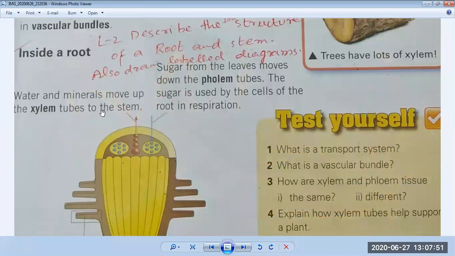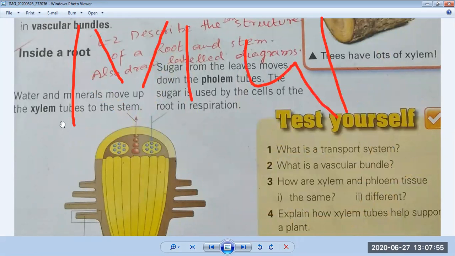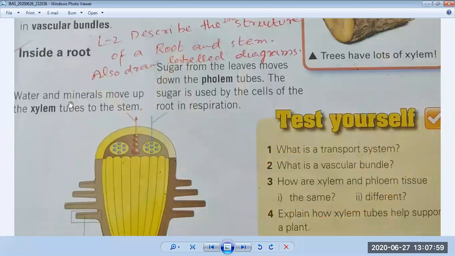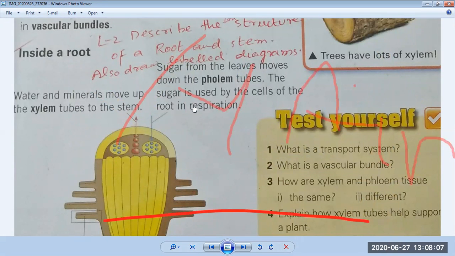You can see that here is a difference between xylem and phloem cells. Xylem tubes get water and minerals and move them up. And the function of phloem is that it gets the sugar solution and takes it to all parts of the body of a plant.